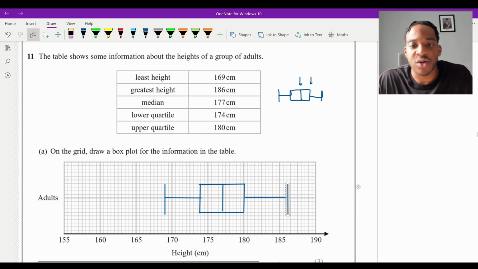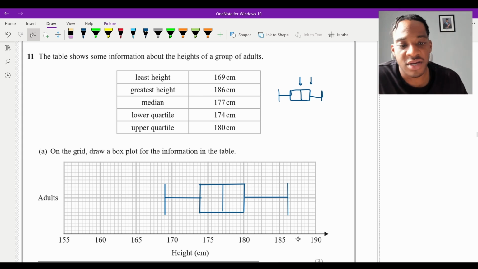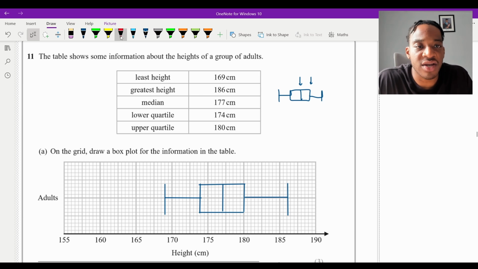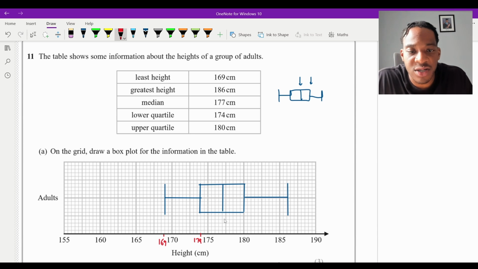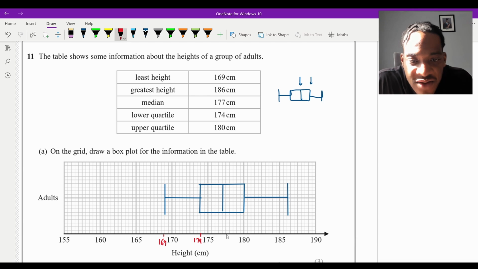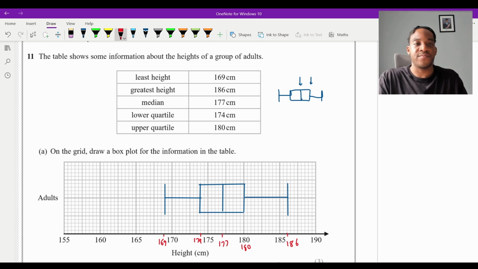Okay, so yeah, that looks great to me. Obviously, it's the best I could do with what I've got. But as long as you make sure you've got the measurements, let me just make sure I've done this correctly. So that's definitely going to be 169 for sure. This one is the lower quartile, which is 174, which is right here, slightly off, but it's fine. And then the median is 177. This is 175, this is 177.5. Yeah, this is 177. Perfect. And then this one is 180. That's fine. And then the greatest is 186, which is right here. Brilliant. Perfect. So that's fine. That's done. That's part A.